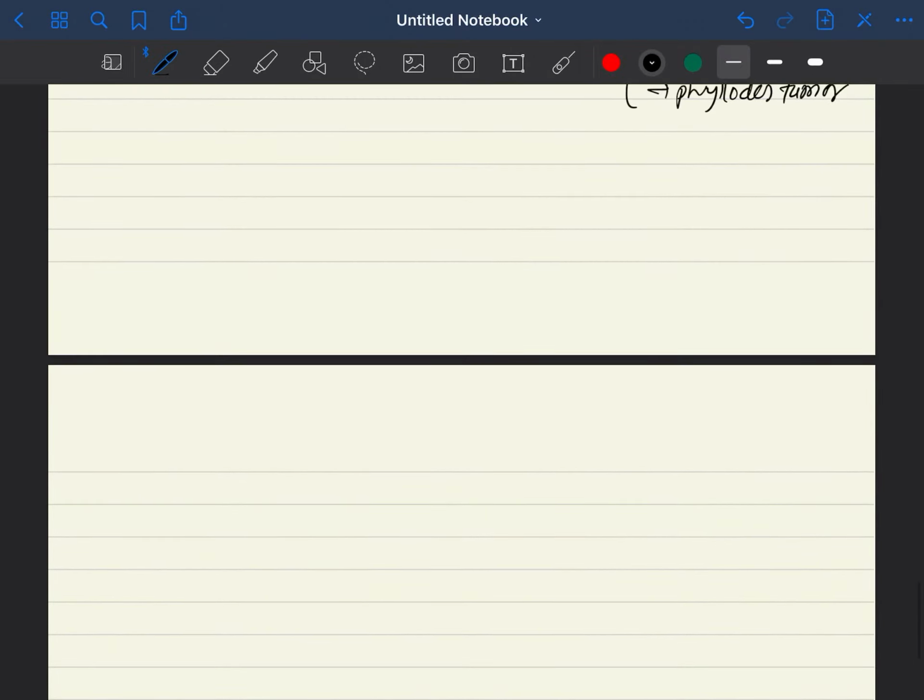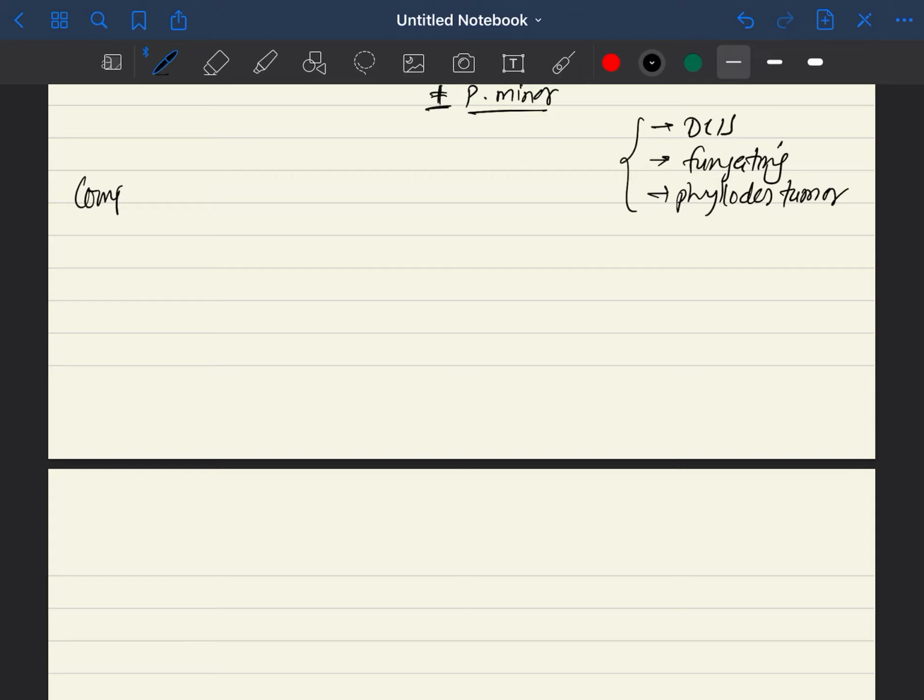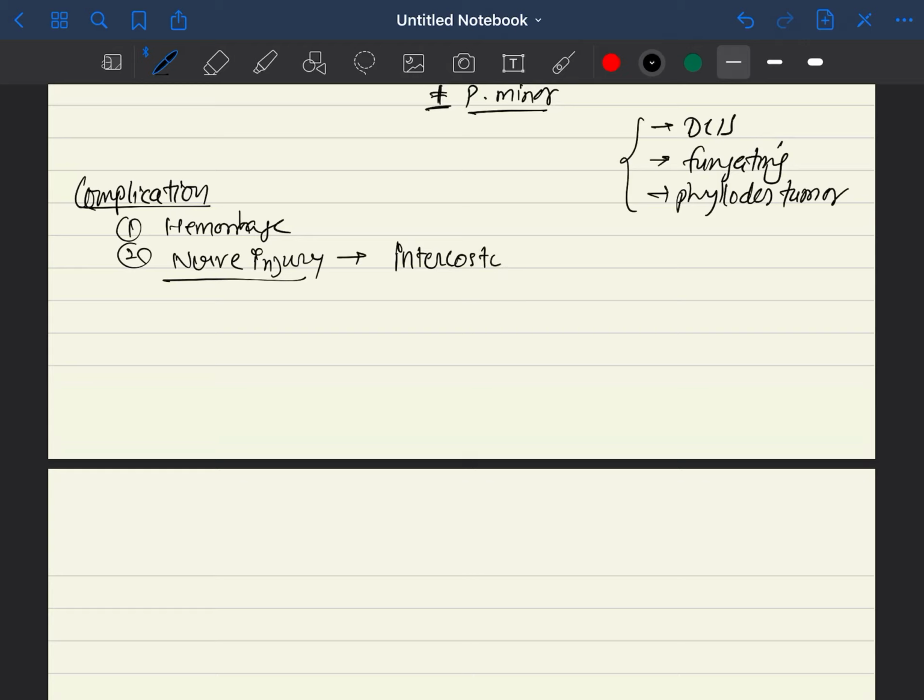What are the complications of the surgery? The first one is hemorrhage. The second one is that there can be a nerve injury. The most common nerve injured when we are doing the breast surgery is the intercostobrachial nerve, ICBN.